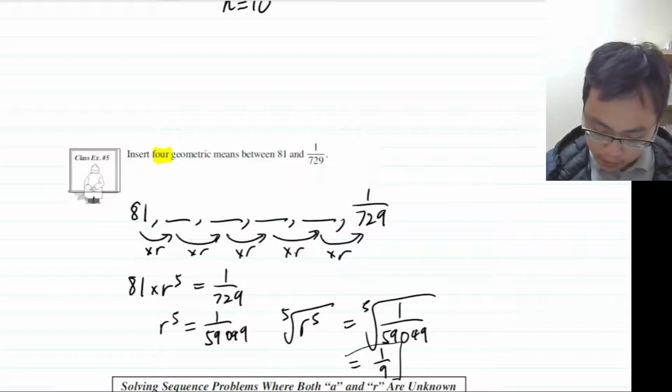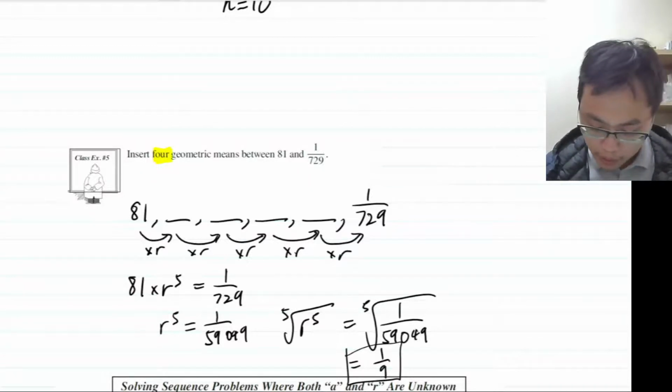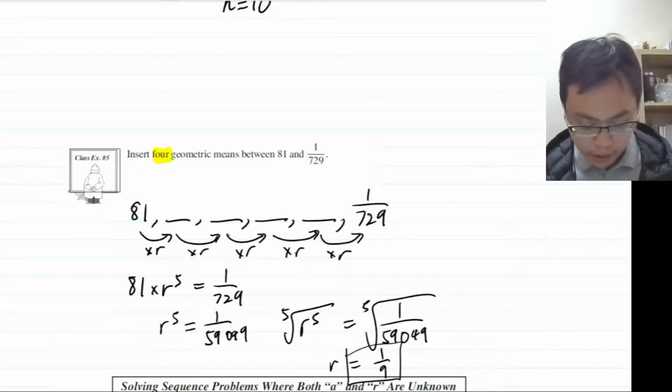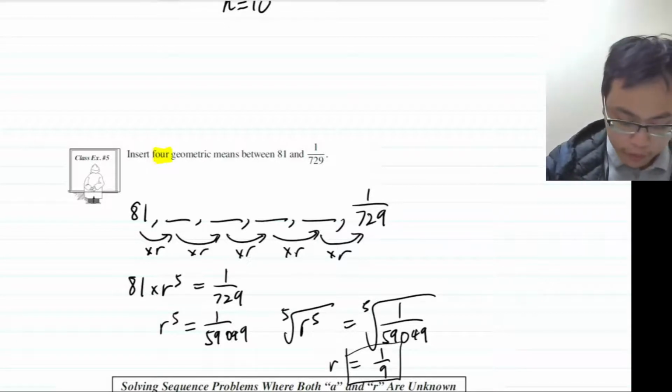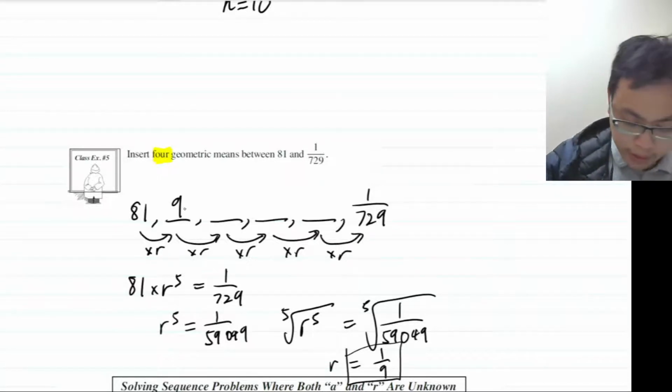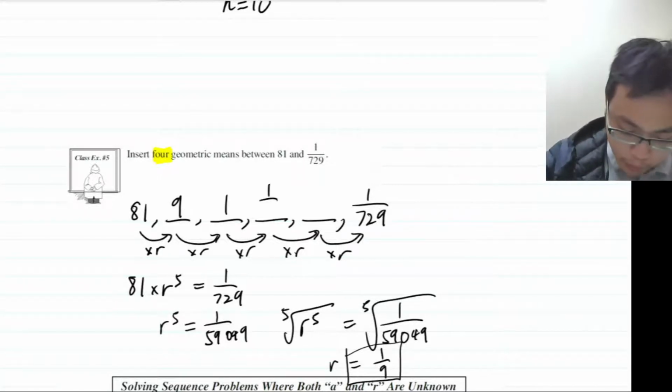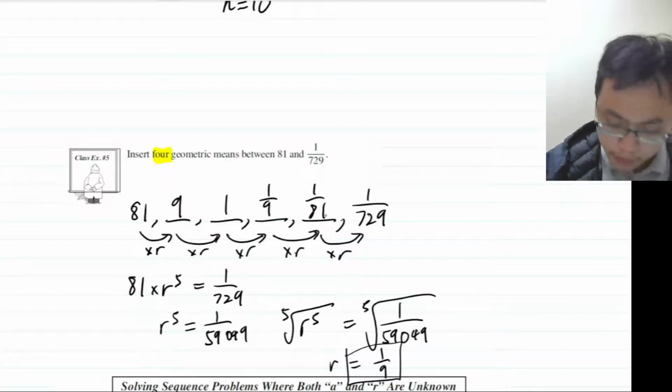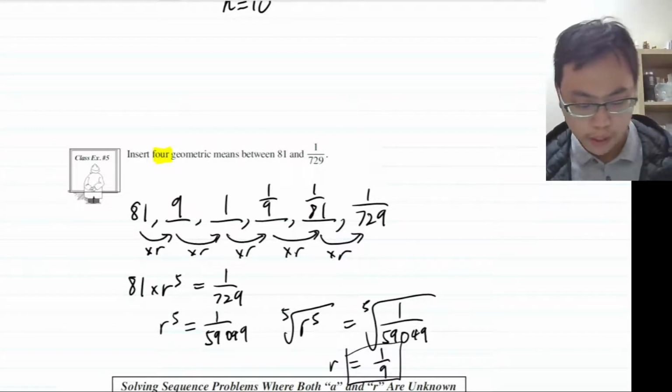So this is going to be the common ratio. And if I know that r is 1 over 9, all I have to do is keep multiplying. 81 times 1 over 9, and I would get 9. And then this will be 1, and this will be 1 over 9, and this will be 1 over 81, and then the next one will be 1 over 729.